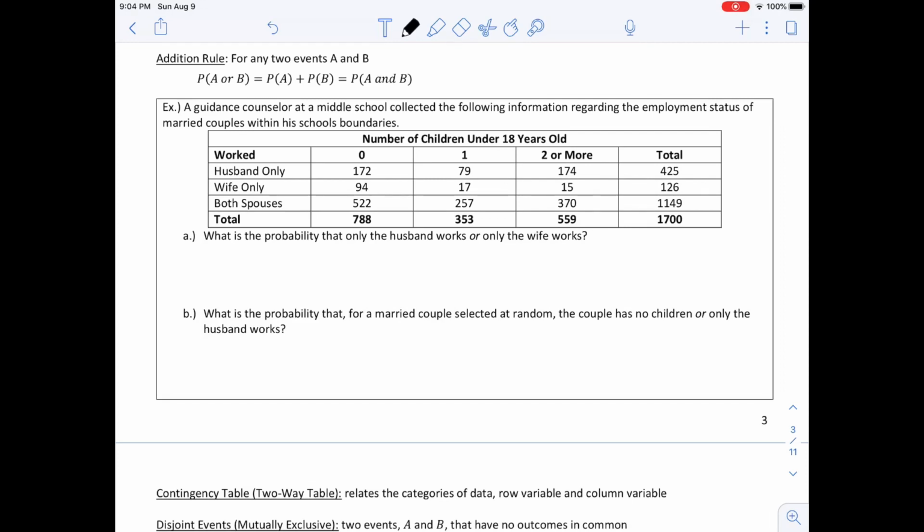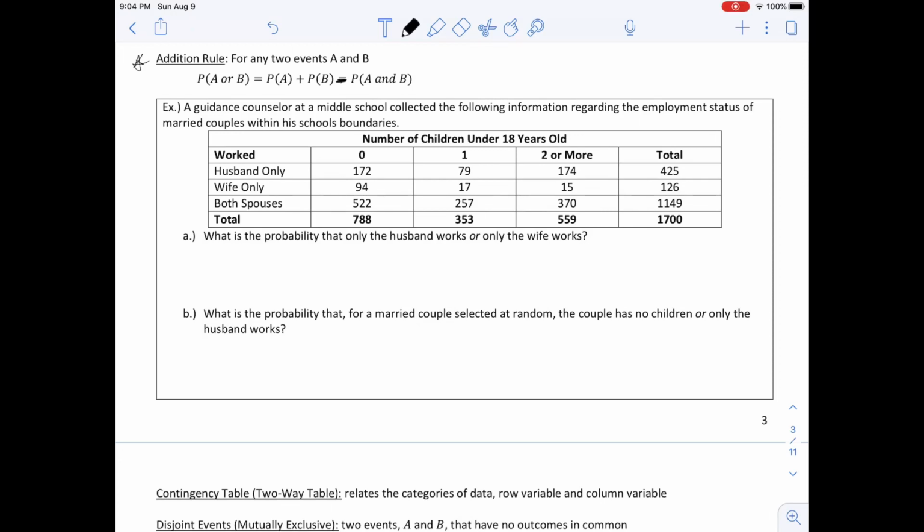The next thing that we have is called the addition rule. For any 2 events, A and B, the probability of A or B is going to be equal to the probability of A plus the probability of B. And then go ahead and make this be a minus the probability of A and B. Definitely a formula that we need to know. In Chapter 4, we do have formulas we should have memorized for our exam.